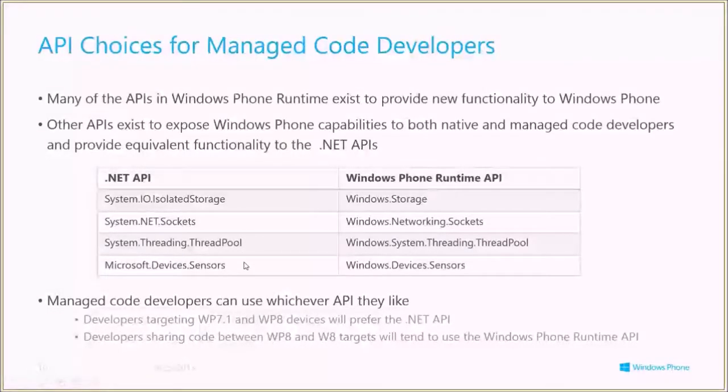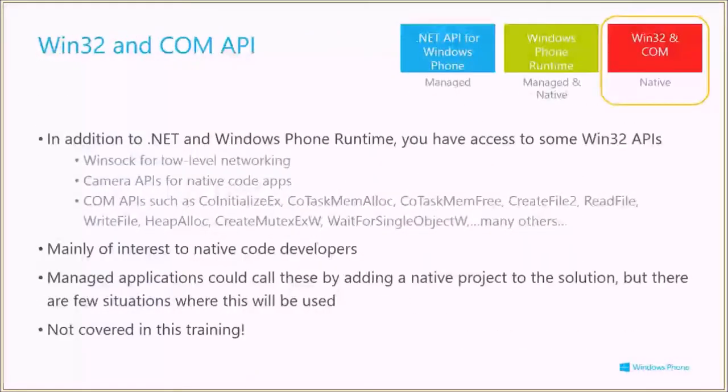So in addition to the .NET APIs and Windows Phone runtime, you have access to some Win32 APIs like low-level networking and camera APIs for native code applications. There are lots of other things for reading and writing files. These are of main interest to native code developers who like to go deeper and lower level for applications. So if you are that kind of developer, then you have those Win32 and COM APIs that you can definitely use. What about managed applications?